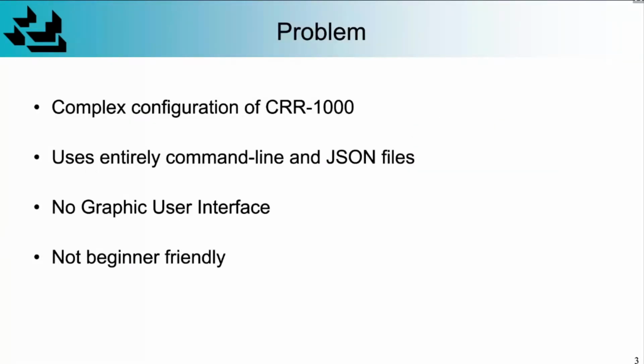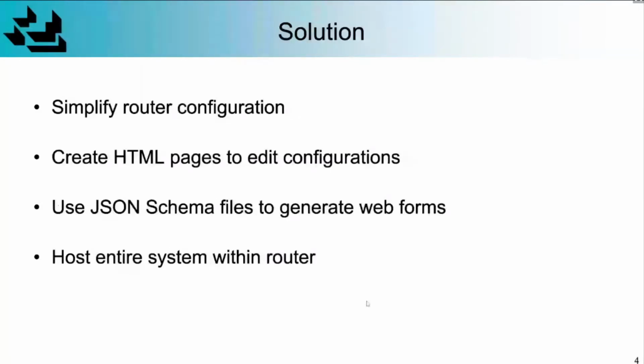All right, thank you, Drew. So what is the main problem we worked on? The biggest problem is the complexity of the configuration of the CRR 1000. It uses entirely command line to edit a set of JSON files, and it has no graphic interface, so it's not very beginner friendly. So what was our solution?